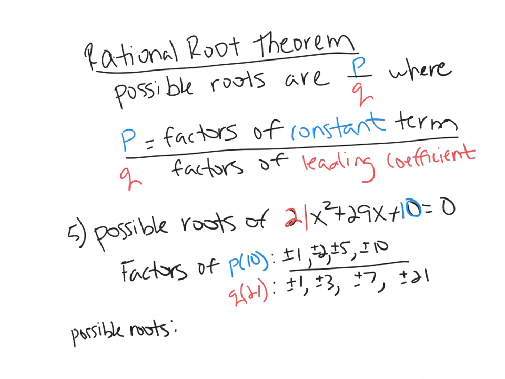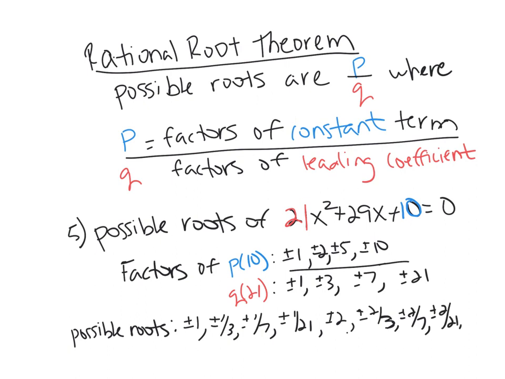So possible roots. I can take my numerator of 1, so I can have 1 over 1, so that's just 1. I can have 1 over 3, so that's a third. I can have 1 over 7, so that's a seventh. I can have 1 over 21. So that is all with a numerator of 1, so let's go to the numerator of 2. I can have 2 over 1, so that's just 2. I can have 2 over 3, 2 over 7, and 2 over 21.